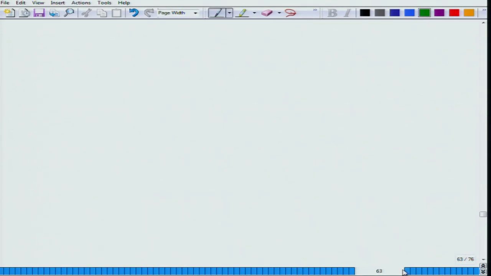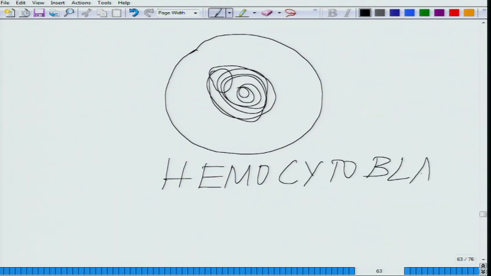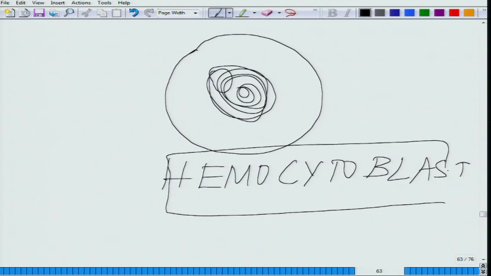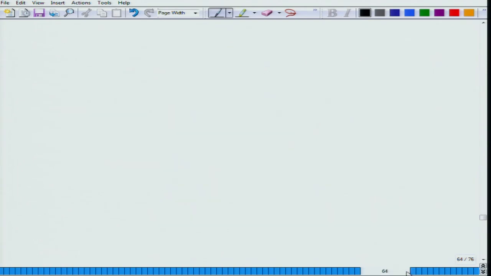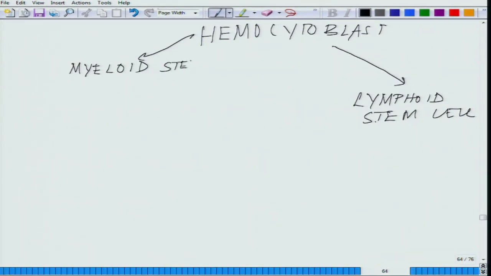Fine. So it starts with something called hemocytoblast. It's a huge cell though. This is the nucleus. Okay. Hemo means blood. Hemocytoblast. This is the beginning point in the bone marrow. Okay. Hemocytoblast divides into two parts. Part of it forms lymphoid stem cells, lymphoid stem cell, and part of it forms myeloid stem cells. Myeloid stem cell. I'll just put SC henceforth because that will make it easier for me.